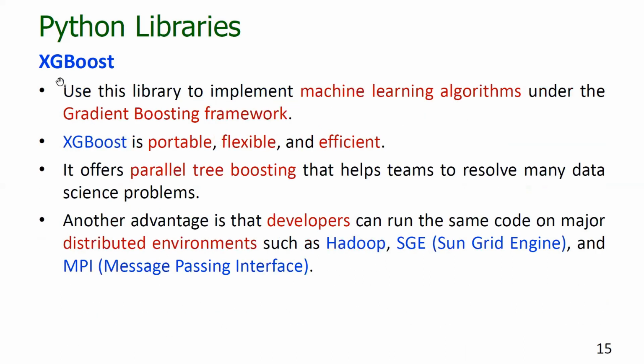Then the next library is XGBoost. Use this library to implement machine learning algorithms under the gradient boosting framework. XGBoost is portable, flexible, and efficient. It also offers parallel tree boosting that helps teams to resolve many data science problems. Another advantage is that developers can run the same code on major distributed environments such as Hadoop, SGE, which is Sun Grid Engine, and MPI, which is message passing interface.